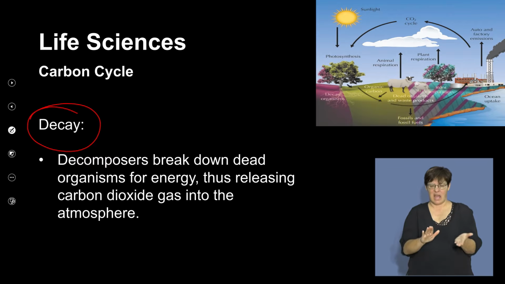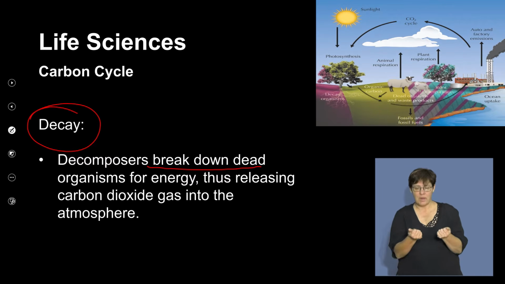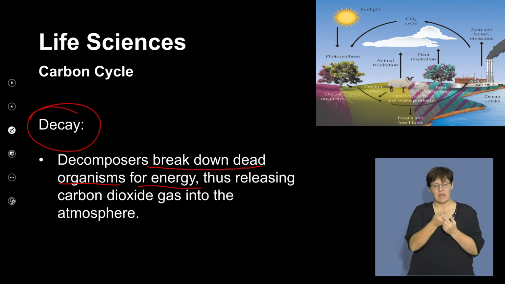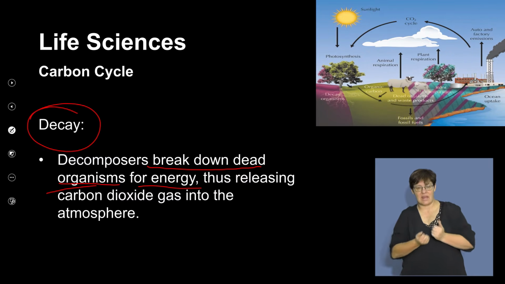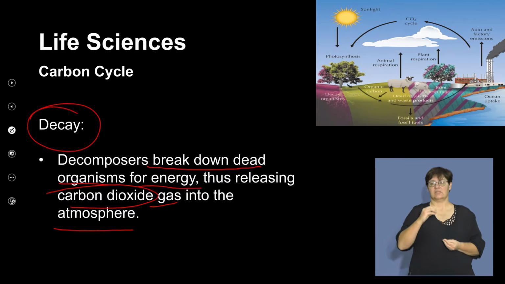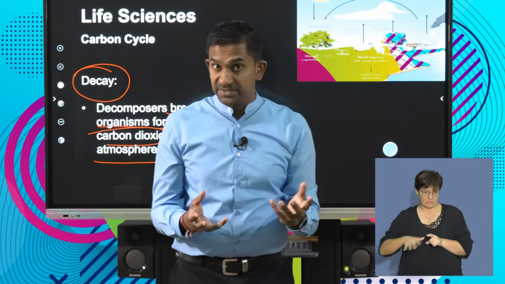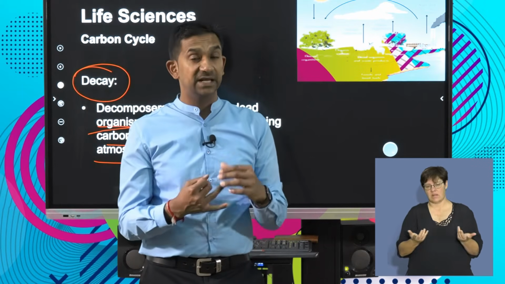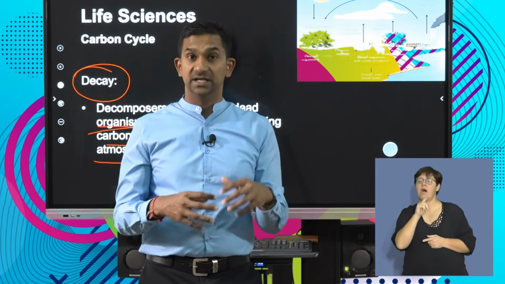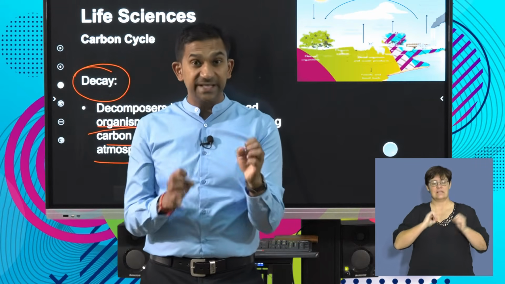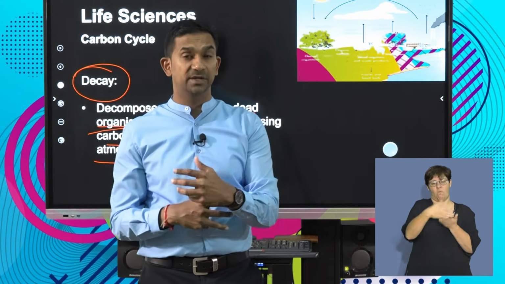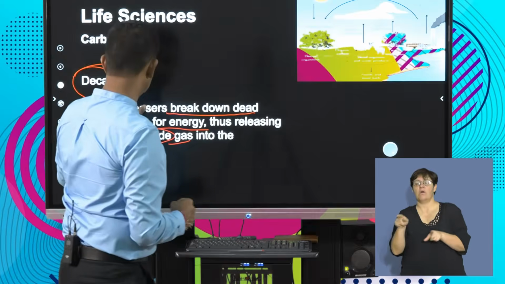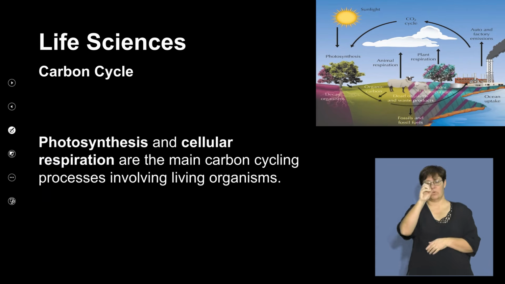So this essentially refers to the breakdown of dead organisms for the release of energy. And thus, when they use the dead organisms and produce energy for themselves, they release carbon dioxide gas into the atmosphere. So during the process of decomposition, where our decomposers such as bacteria and fungi undergo what we refer to as cellular respiration, they break down the organic compounds and they release the carbon dioxide using the organic compounds, and that is what also contributes to the presence of carbon dioxide in the atmosphere.